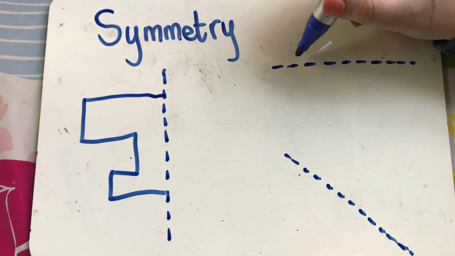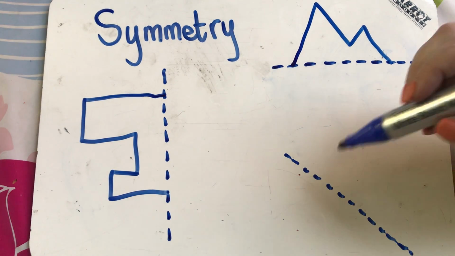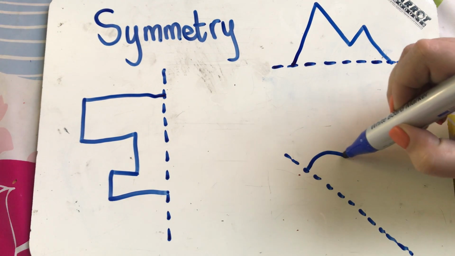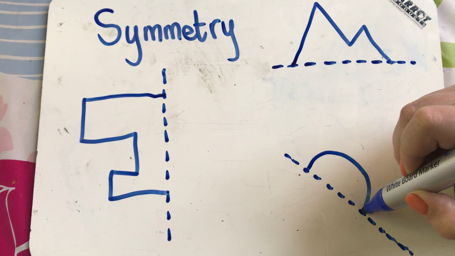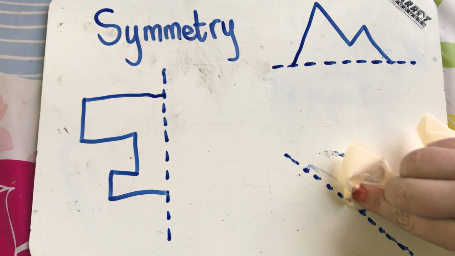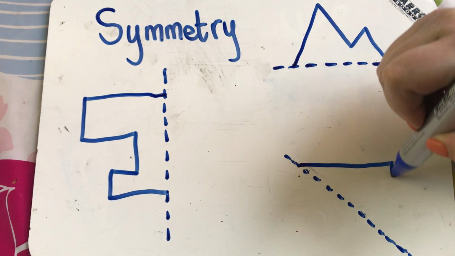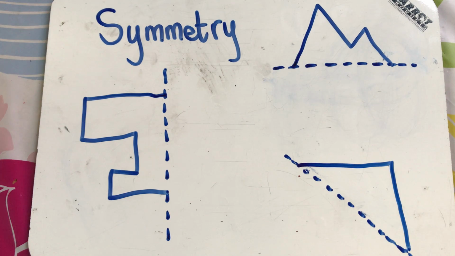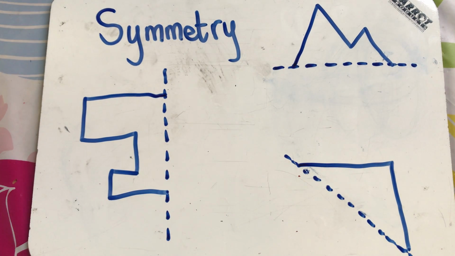This one, let's make it something like this. And this one, let's make it something like, no, that doesn't do anything. Ooh, I know. There we go. Go draw these shapes so that the line of symmetry is running through the middle. Pause the video and go do that.